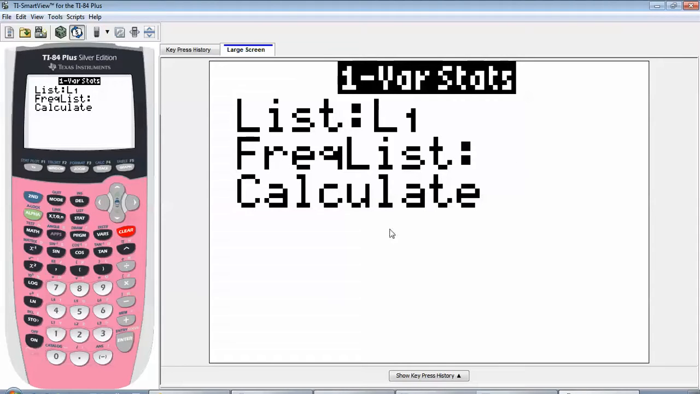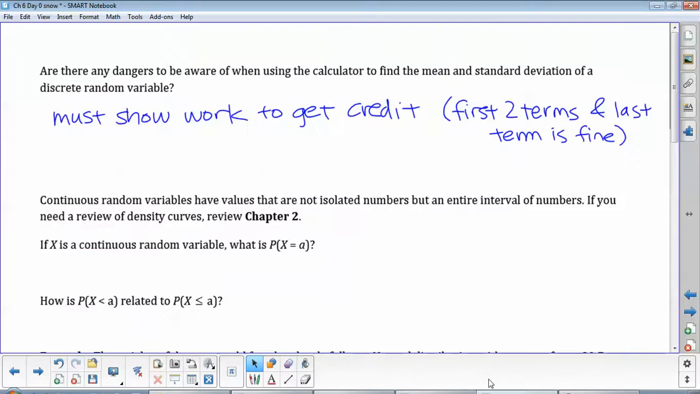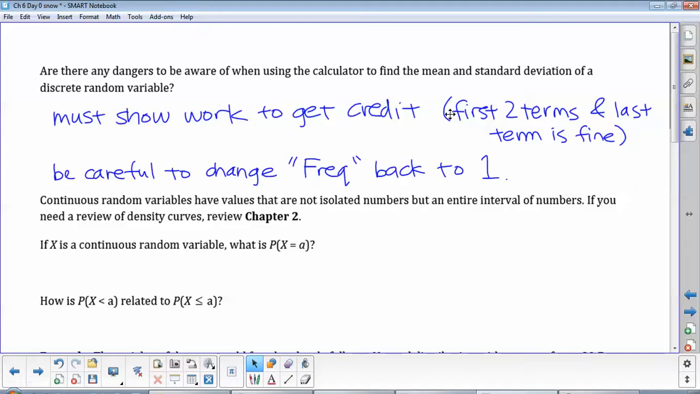But for an 84, again, don't forget to clear that out, because if you just leave it the way it is, it's going to give you incorrect results. So change your frequency back to 1 or just clear it out. Either way would be okay.